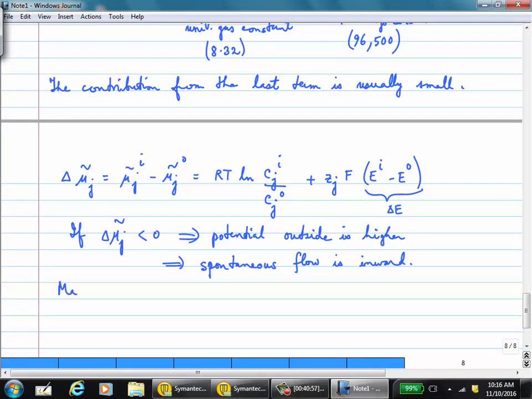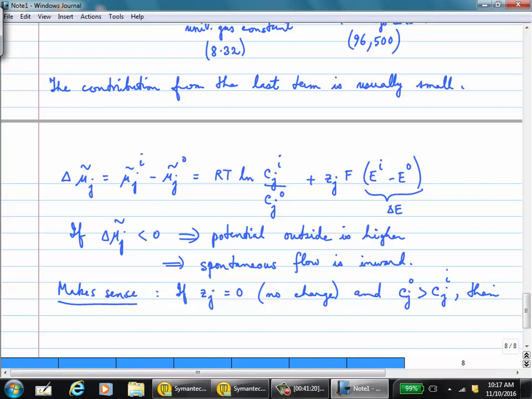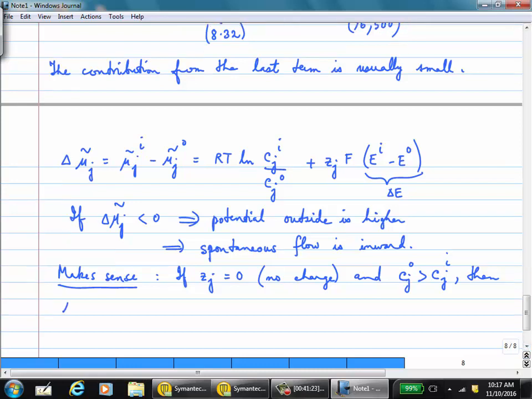So this makes sense if Zj equals 0, that means no charge on the solute that you're focusing on, and the concentration outside happens to be higher than the concentration inside. Then flow should be driven by the concentration gradient. Then flow should be inward, and that's what the earlier equation tells us.